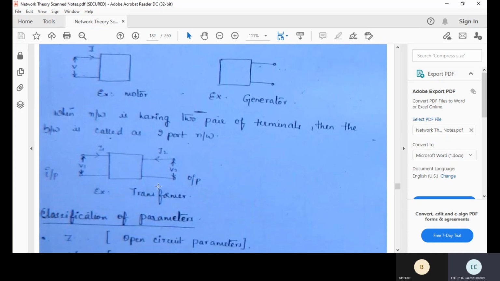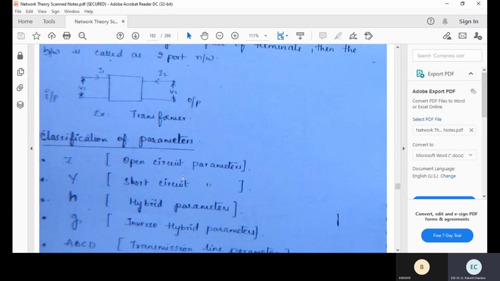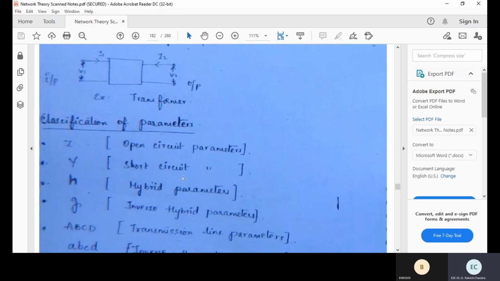For example, if you consider a motor and generator, for electrical people, you might have seen in your basic electrical engineering only one pair of terminals. With two pairs of terminals, like a transformer with input and output, it is called a two-port network.